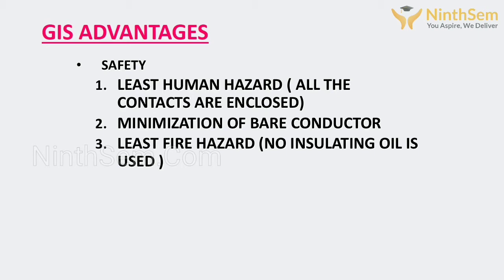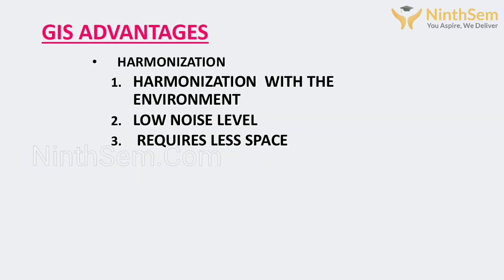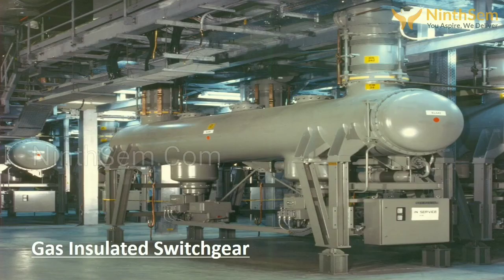Advantages related to safety: least human hazard, all the contacts are enclosed, minimization of bare conductor, least fire hazard as no insulating oil is used. GIS advantages for easy maintenance: simple layout, long inspection interval, detailed inspection every 5 to 6 years, low maintenance and installation cost. GIS advantages for harmonization with the environment: low noise level, requires less space. Here we are looking at the gas insulated switchgear.